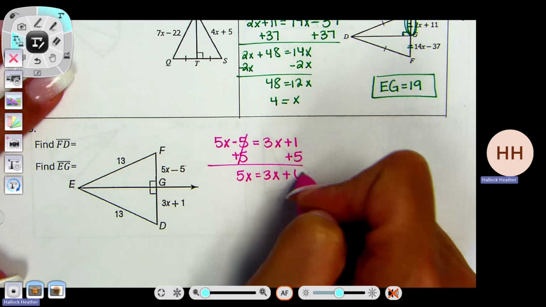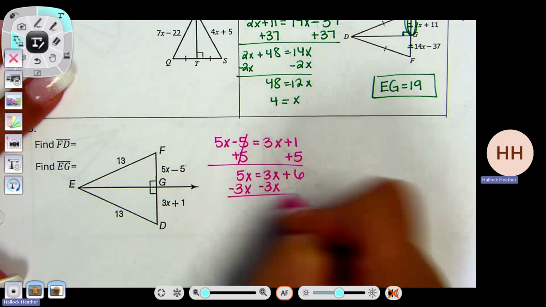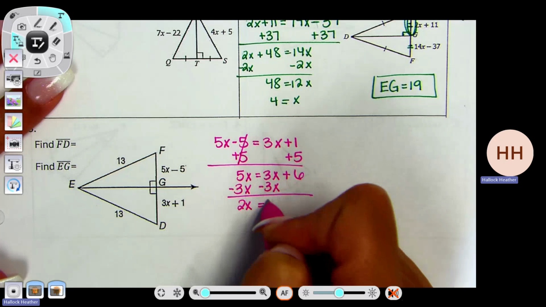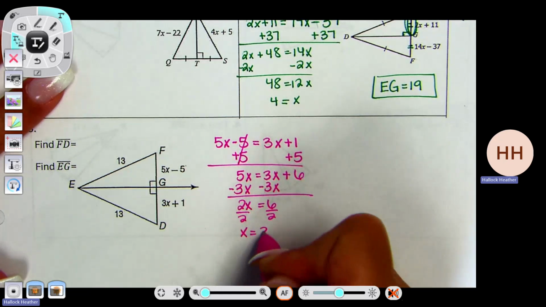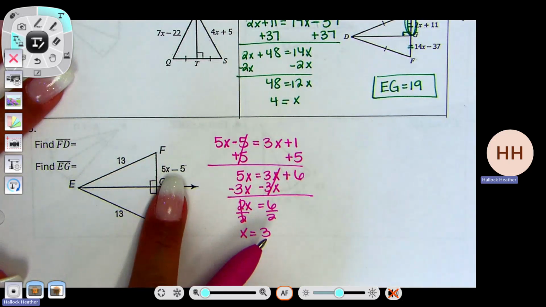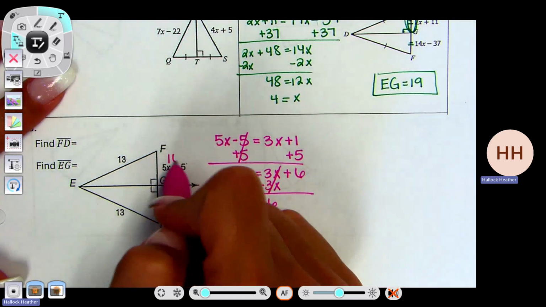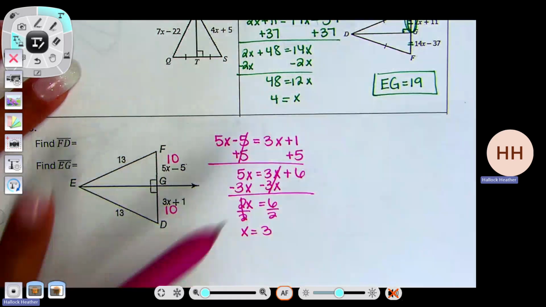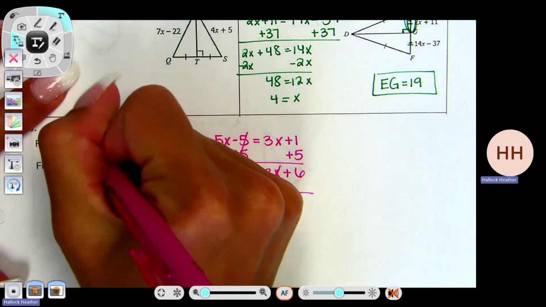So what do we get for x? We get 3, because you get 2x equals 6. You divide by 2. You get x equals 3. Now, when you plug it back in, what do you get for each of these pieces? You get 10, because 5 times 3 is 15, minus 5 is 10. So this is 10, and this is 10. So how much is FD in total? 20.